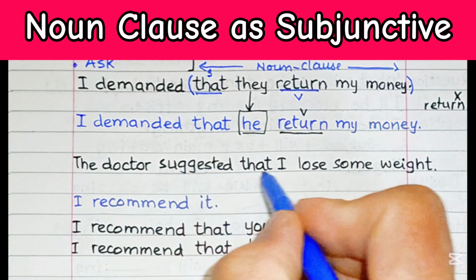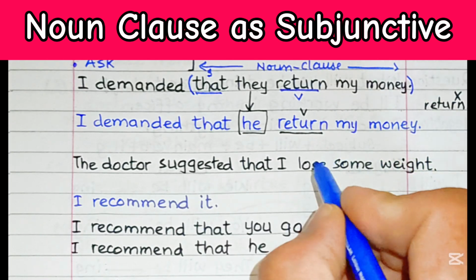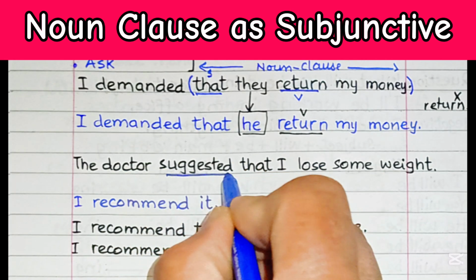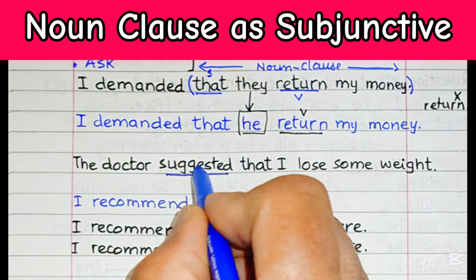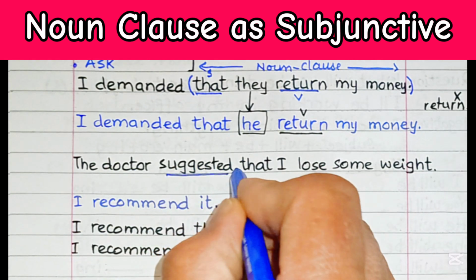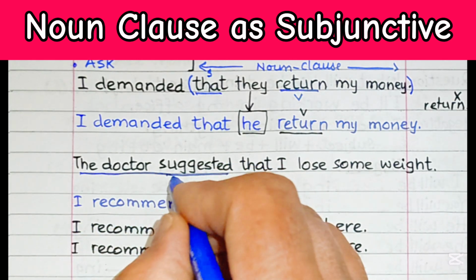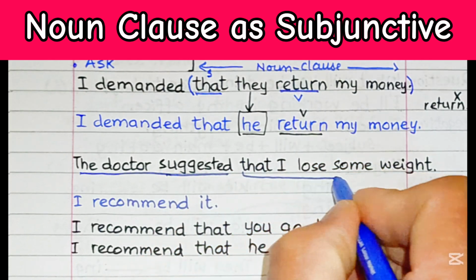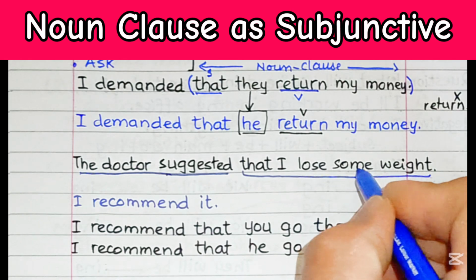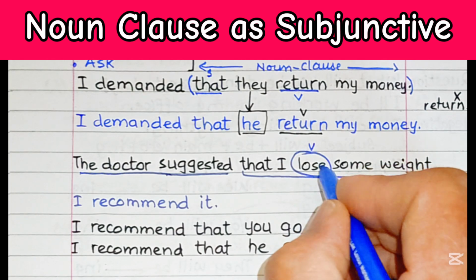The doctor suggested that I lose some weight. Here is a kind of recommendation or a demand. So this suggestion is actually a demand or some sort of recommendation. The doctor suggested. So this particular part is recommending something. And here is the subjunctive mood, that I lose some weight. This is in the simple form, lose. The verb is in simple form.